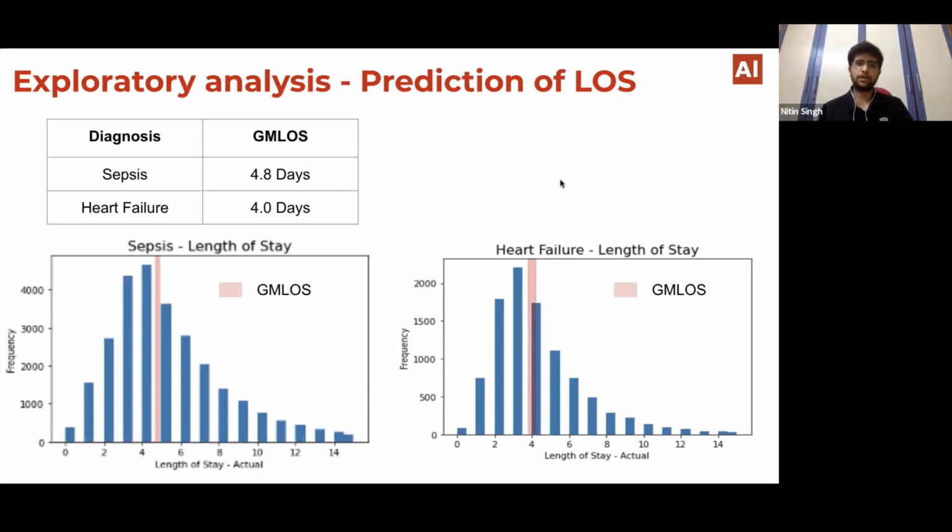If you see this slide, this is an exploratory analysis of prediction of length of stay. Again, the sepsis word is used here. Sepsis GMLOS is 4.8 days. Heart failure GMLOS is 4 days. So what does this mean? Suppose a patient is coming in for a heart failure related specific ICD-10 code. In that case, he or she will be in the hospital for just 4 days and not more than that.